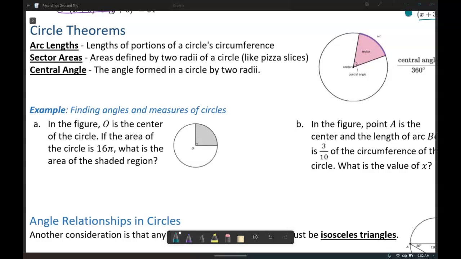Now, we've talked a little bit about circle theorems in previous sections, and we're going to dive a little bit more into detail about those. And we've seen some of these relationships before. So arc length, sector area, and central angle, we are familiar with those. Again, sector area, think about them as like pizza slices on the circle.